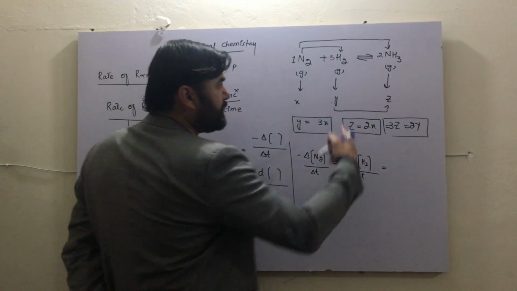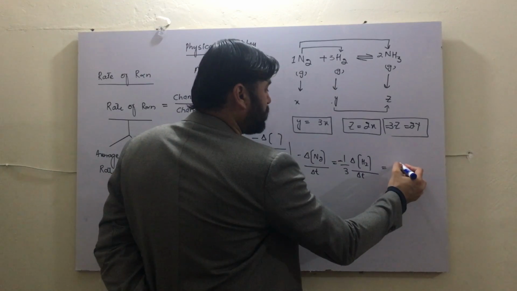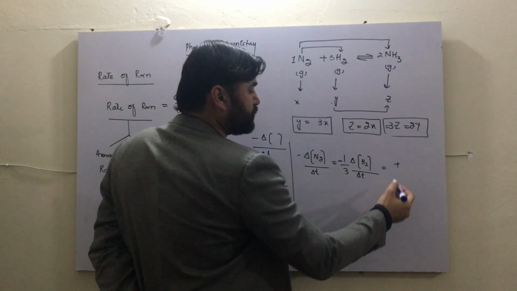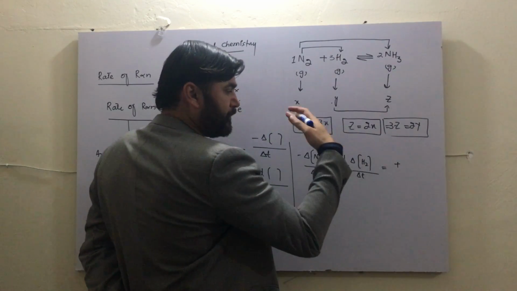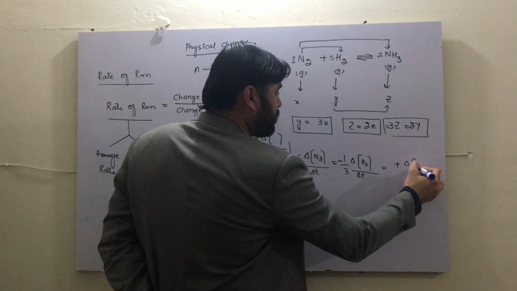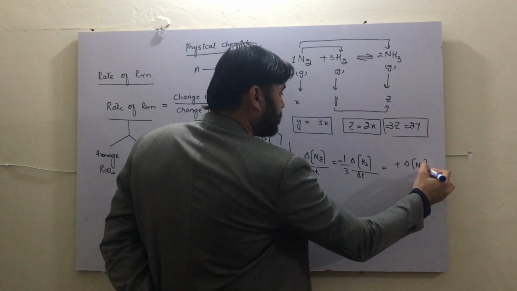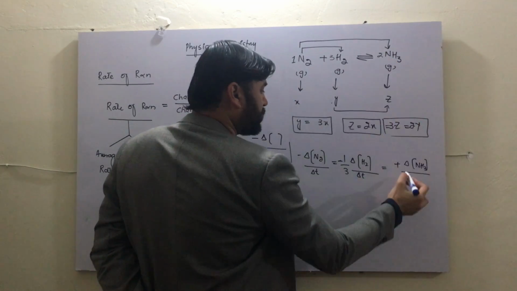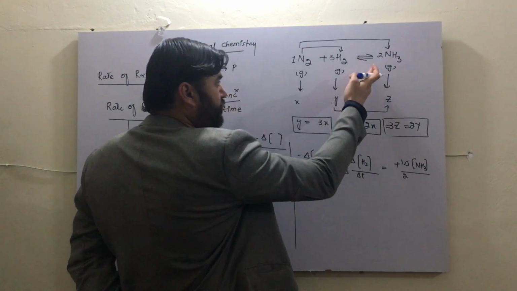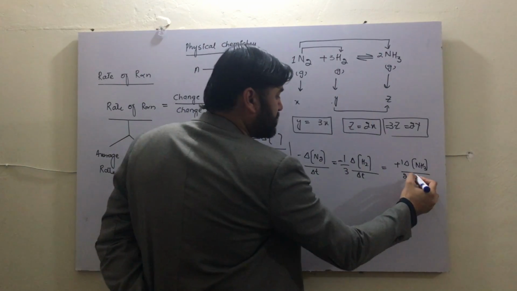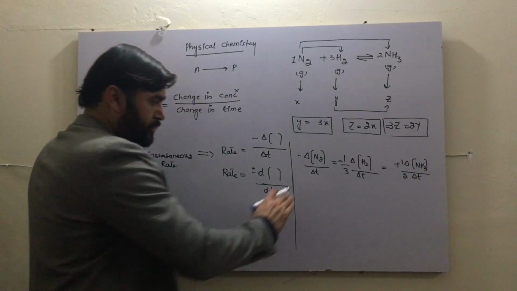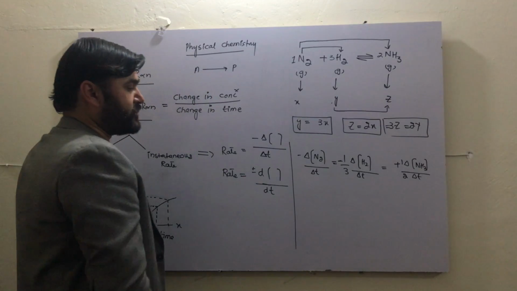Now see, if this is positive, it means the rate of formation of ammonia increases with the passage of time. So the positive sign indicates that it is the rate of formation of ammonia. And the change in concentration of NH3 is 1/2 times, since the number of ammonia increases. So this is quite an interesting picture we have seen in this reaction.